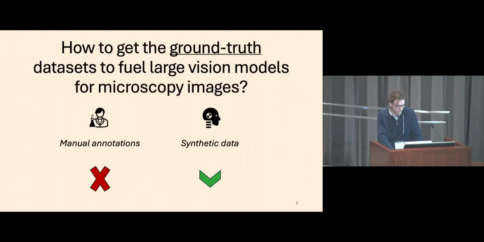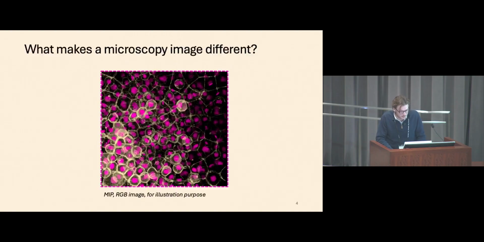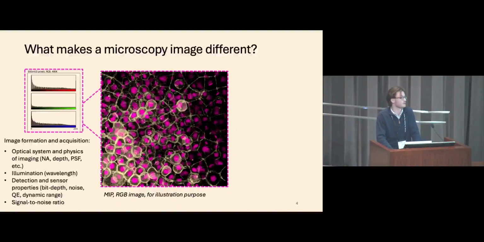To backtrack, I just want to ask this initial question of what actually makes a microscopy image different. What do we need to think about when we generate those images from first principles? Well, first, it was obviously taken by a microscope, and so its formation and acquisition are based on some very specific physics of the system. To name only a few: the optical system, the physics of light and imaging, the illumination systems, meaning at which wavelength you're going to image your sample, and the properties of the detector and the sensor. All of these systems will basically dictate the final signal-to-noise ratio and overall quality of the image of your samples.